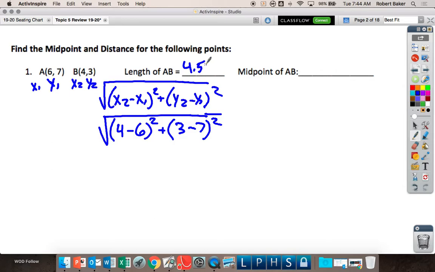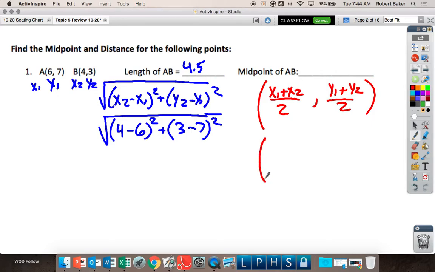The midpoint of AB is a different formula, and you have to distinguish between these two. It's x1 plus x2 divided by 2, y1 plus y2 divided by 2. So we take our same x1, y1, x2, y2 and plug them into the midpoint formula. Add our x's together, 6 plus 4, and add our y's together, 7 plus 3.